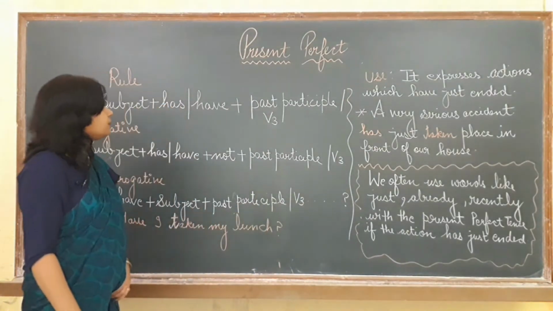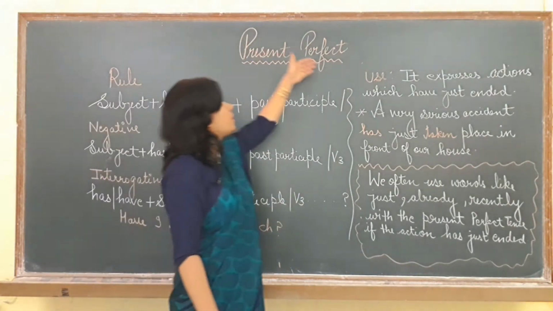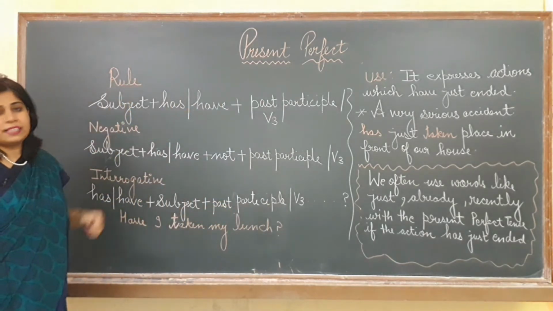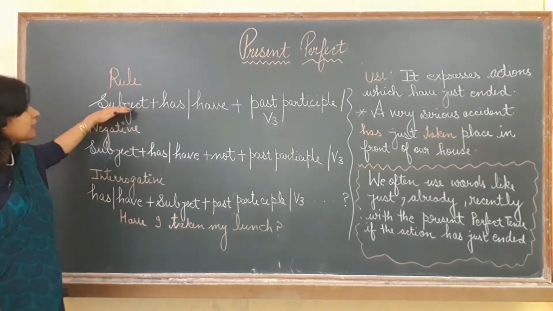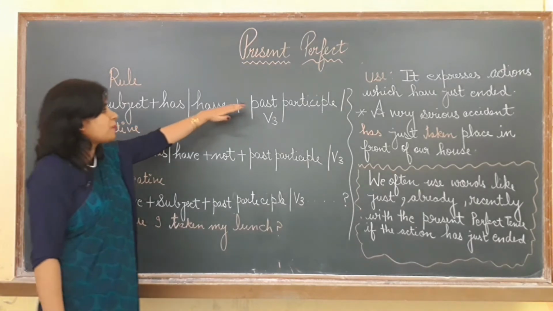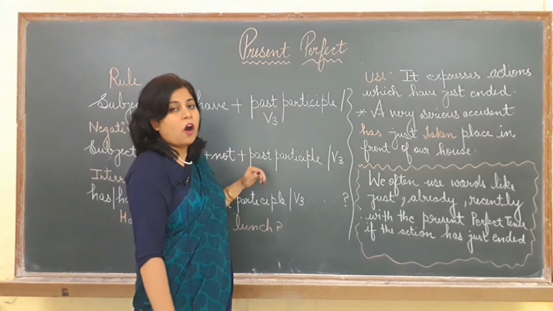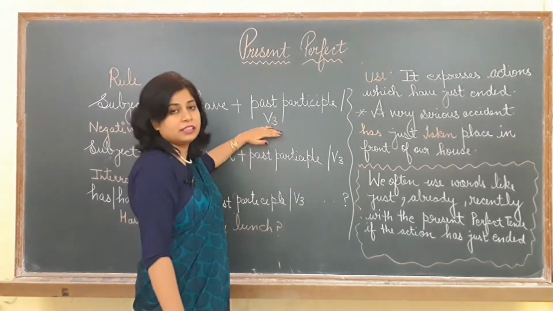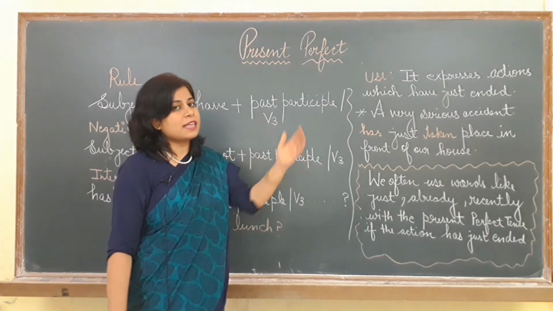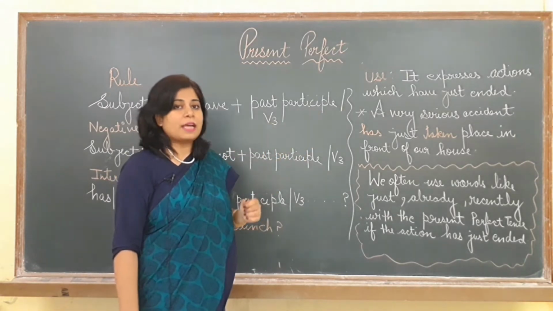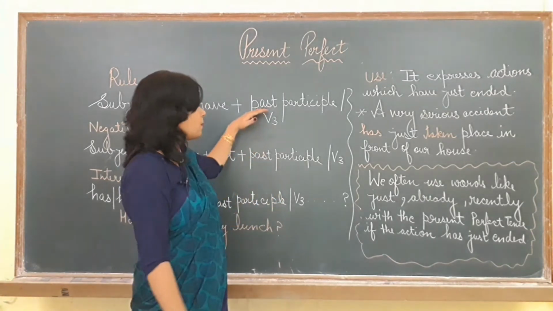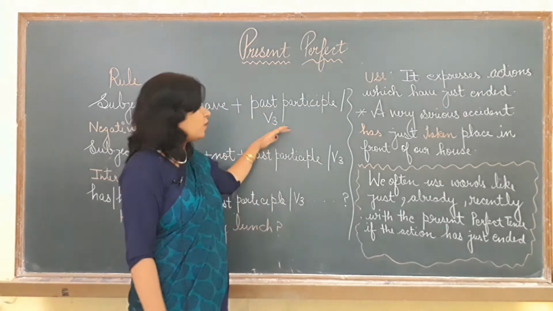First of all, let me talk about present perfect tense. What is the rule of present perfect tense? Subject plus has or have, plus past participle, or we can say V3, third form of the verb. There are three forms: present, past and participle. For example, go, went, gone. So gone is the past participle, the third form of the verb.